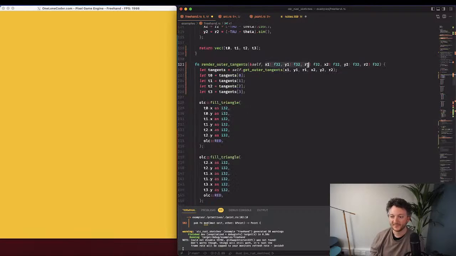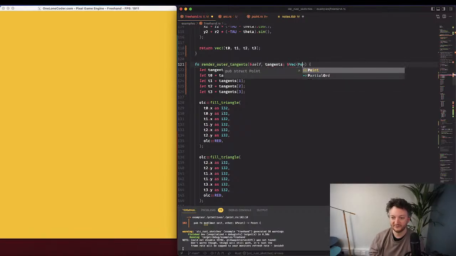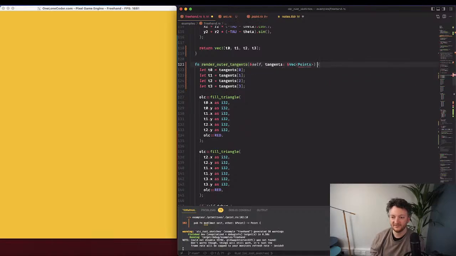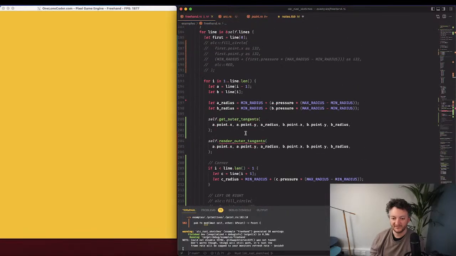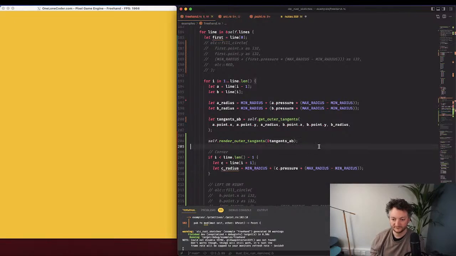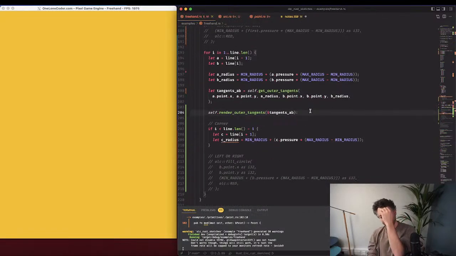Okay, hold on a second. Tangents is going to be a reference to that vector of points. And then we're going to pull these off. Perfect, perfect. Then when we render it, we're going to say tangents AB. How's that? Good. Cool. Now we need to get the next tangents.